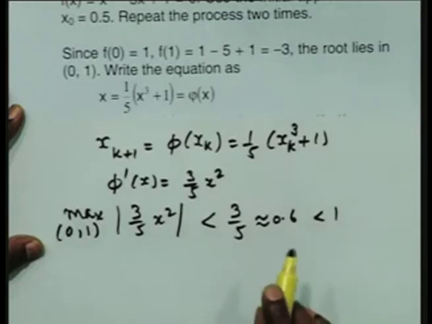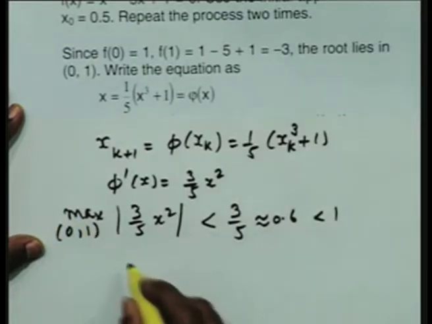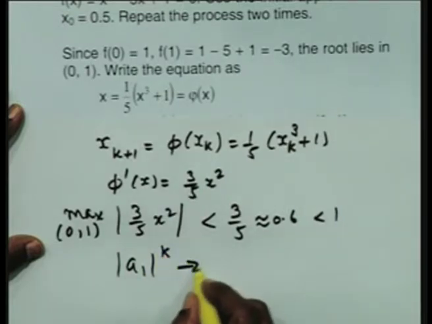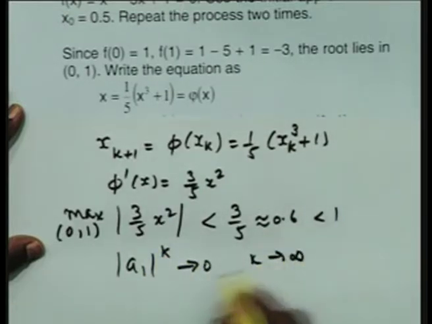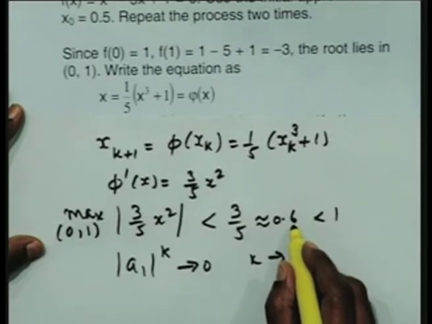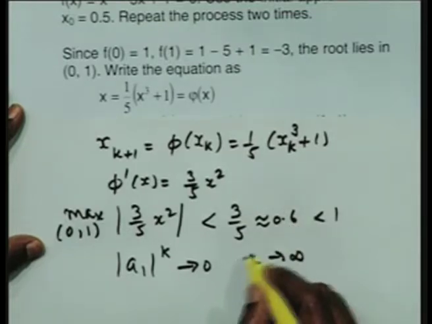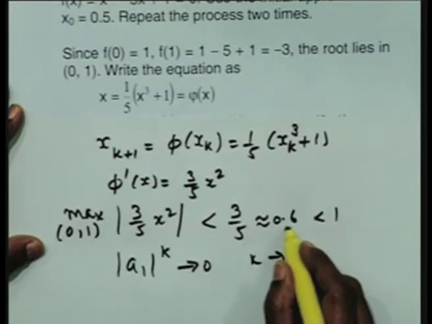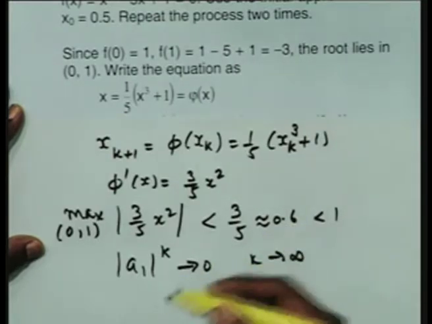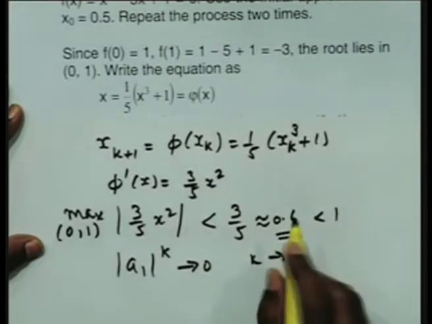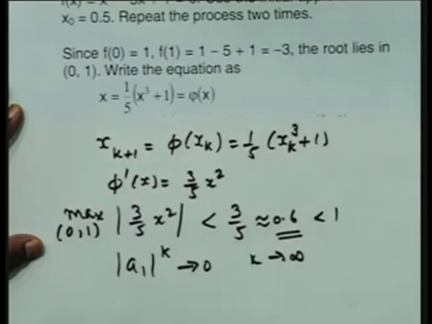The reason being, the magnitude of a1 to the power of k tends to 0 as k tends to infinity, and it will go to 0 very fast provided this a1 is small. Now if this quantity was say 0.1, then we can achieve convergence very fast. This quantity 0.6 is not bad, it is quite good, because the square of this is 0.36 and it is going to be reduced quite fast. Therefore this is an indicator as to how fast our method is going to converge.